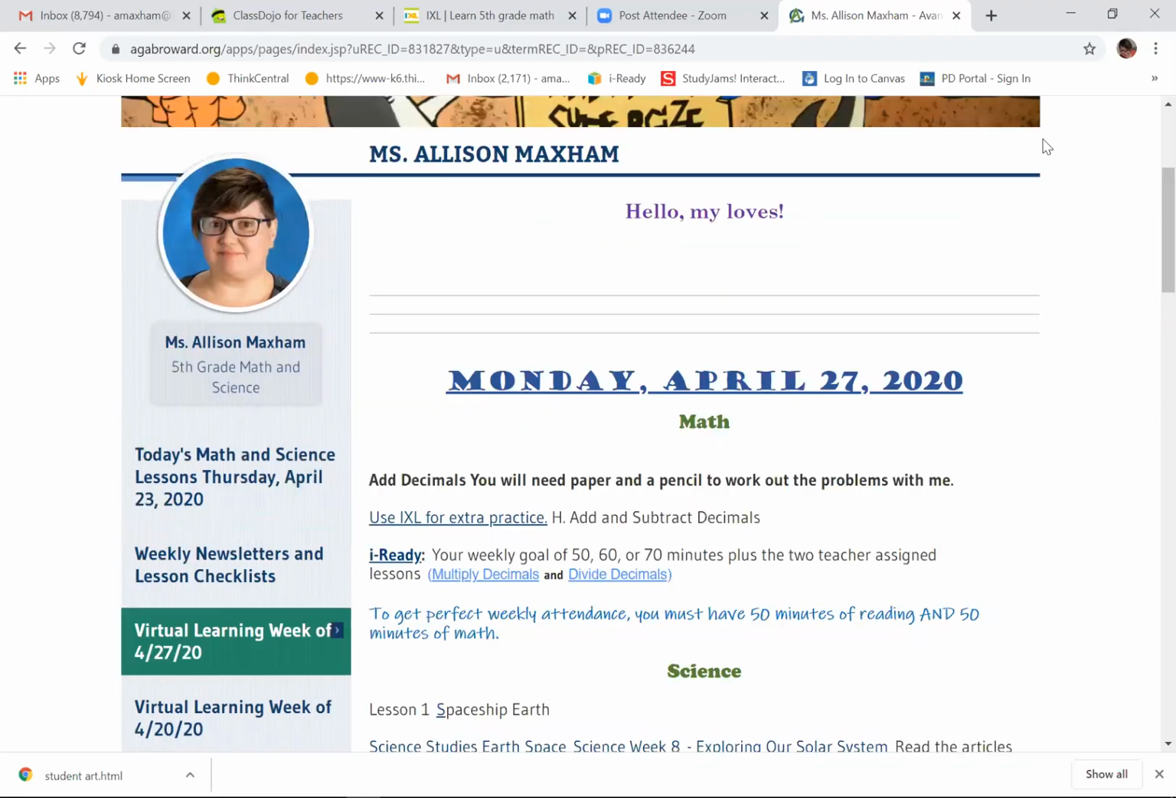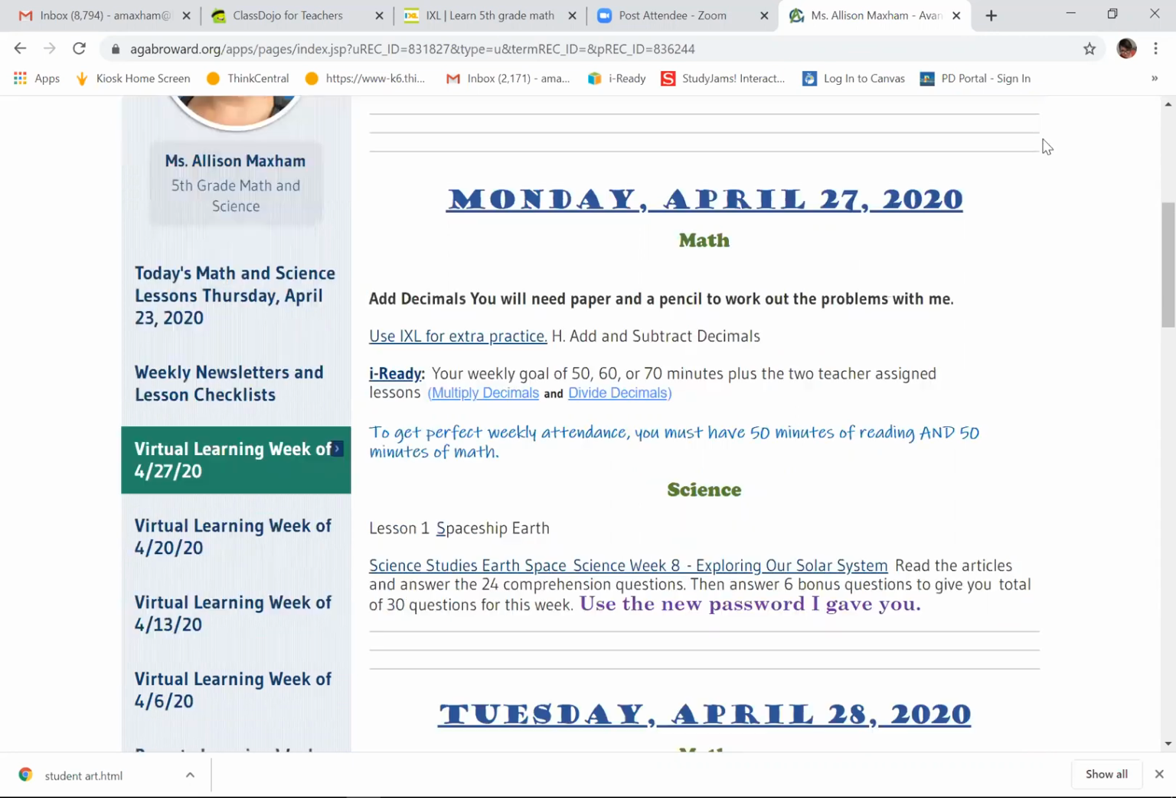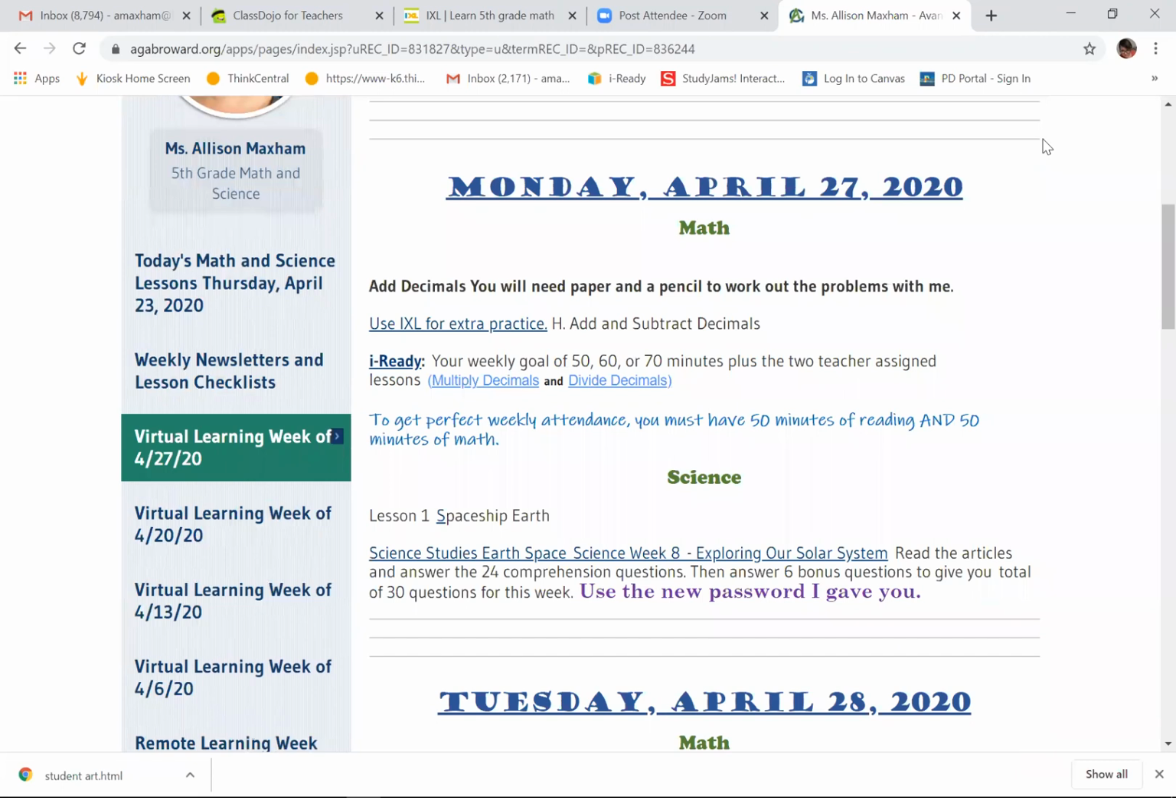So here we are at my webpage for this week. Now you'll see here on Monday, it says add decimals. You will need paper and a pencil to work out the problems with me. It says to use IXL for extra practice. Now, this is only if you want a lot of extra practice. I do suggest first, if you need extra practice, go to your regular path on iReady, okay? Because remember, you're trying to catch up to 6th grade, and iReady is going to help get you there.